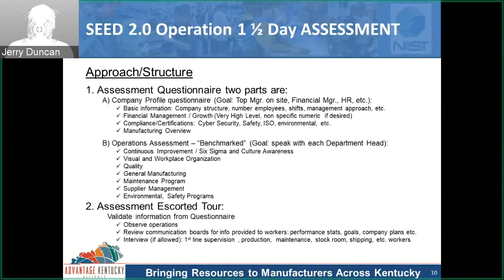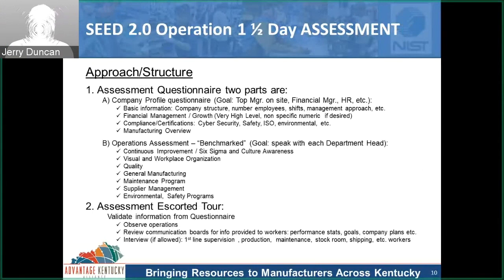So they may give us an answer. One of them might be, do you have visual controls? And they said, yeah, we've got them. We've got them posted on the floor, and we get out there, and they're 3 months old, and they're in some kind of a language that would not mean anything to the person on the floor, or whatever. So we do validate that to a standard, and they will get a score on this.